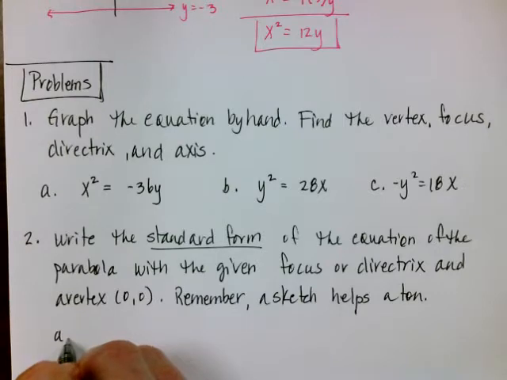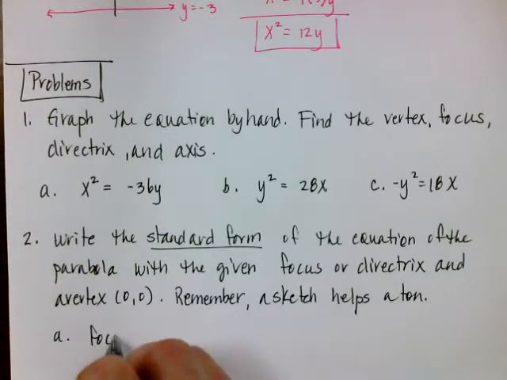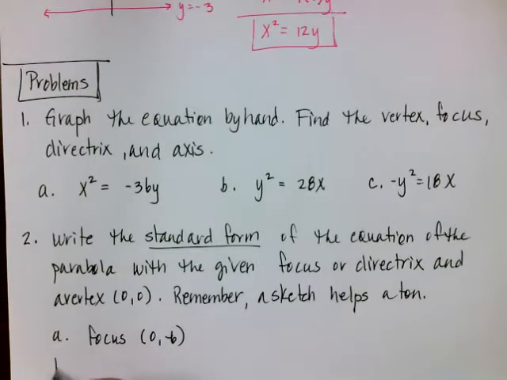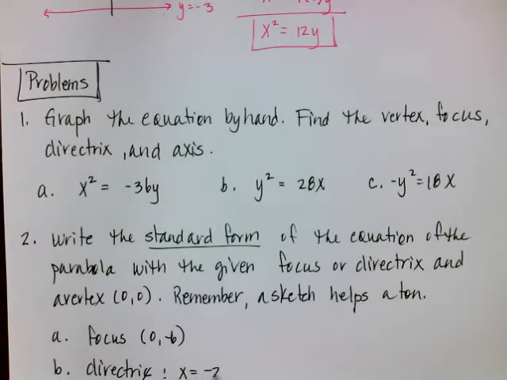Alrighty, so problem number A, you're going to be told that the focus is 0, negative 6. And then the second one, you're going to be told that the directrix, that's an x, is x is equal to a negative 2.